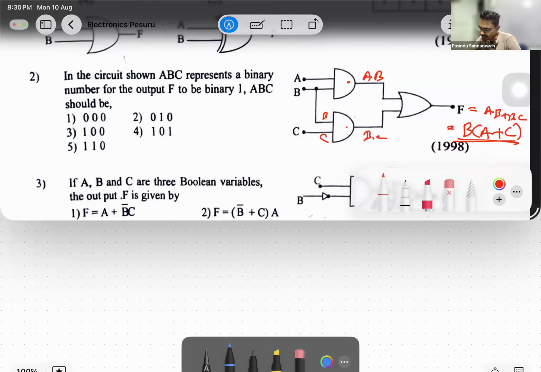Then in order for this to be binary 1, B should be 1 and either of A and C should be 1. Then it's 5. So likewise, write the Boolean expression and check it out. That's the easiest way. Otherwise, don't try to apply these given combinations and check it 5 times. No way.